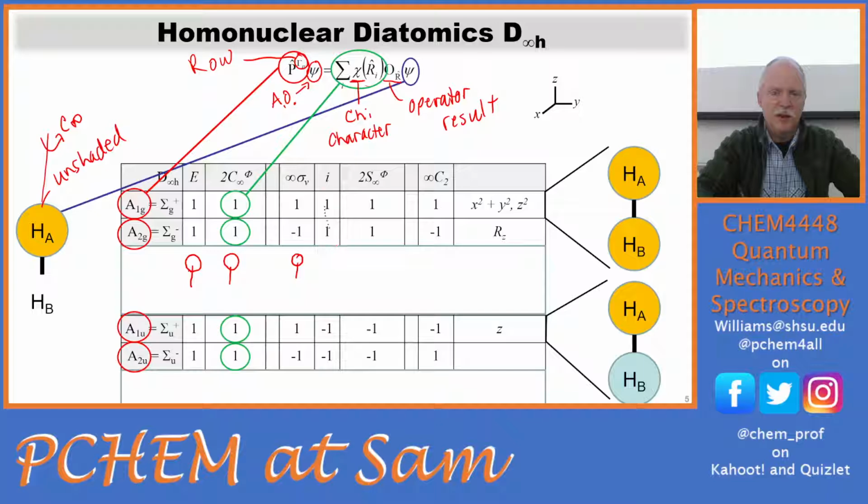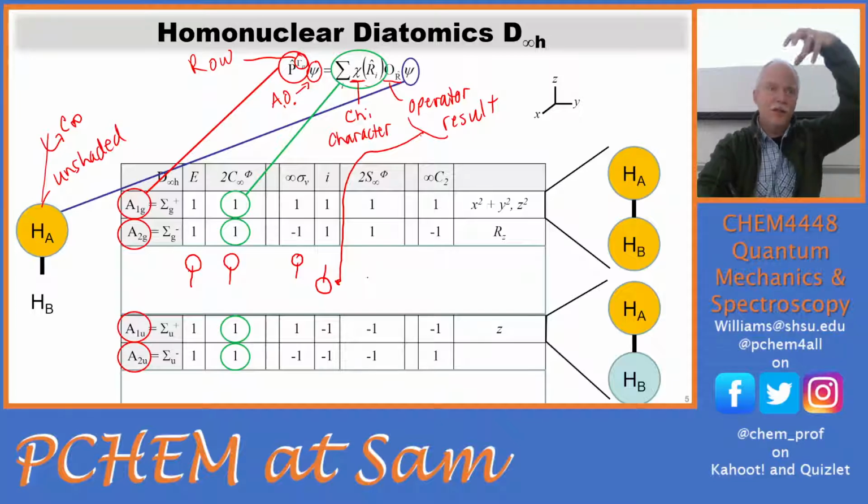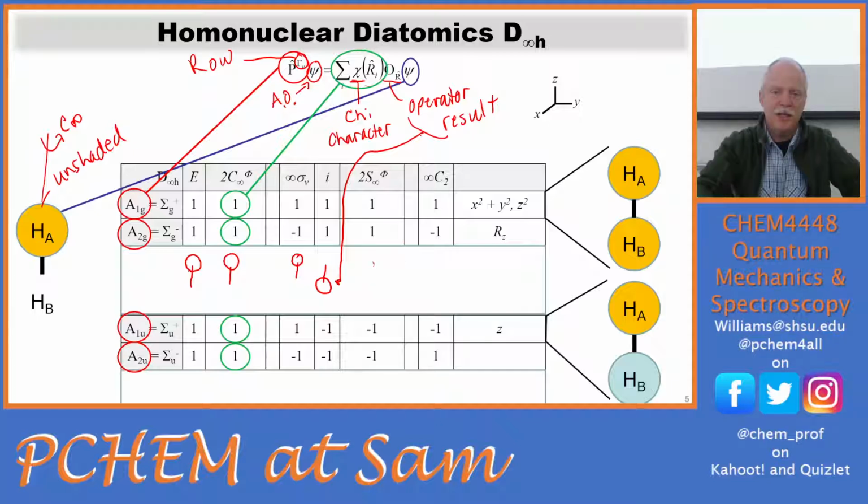Let's do the inversion. Now if we invert that molecule, what's the operator result? The operator result moves it down to the other atom, so that puts it on this atom. And the +1 shows that it's unshaded. If we do an S infinity, so we rotate it 1/infinitieth of a turn and then reflect it down through the XY plane, it shows up on the other atom. And it's a +1, so it stays unshaded.